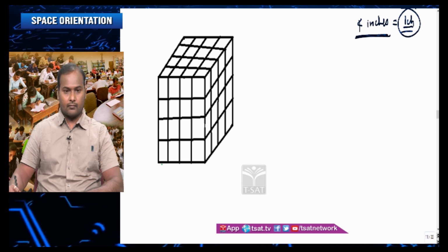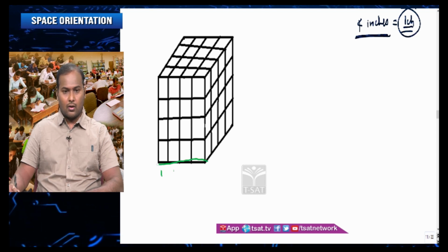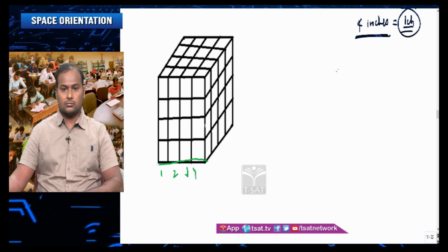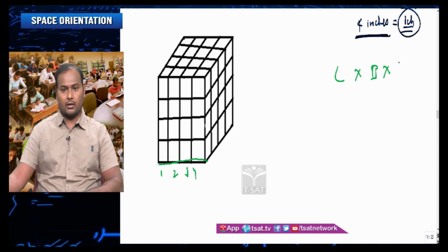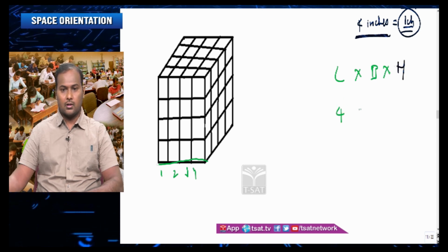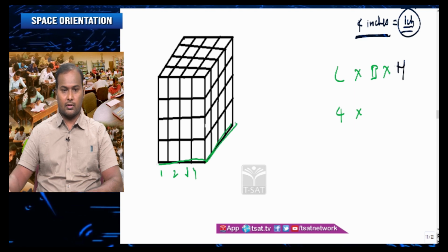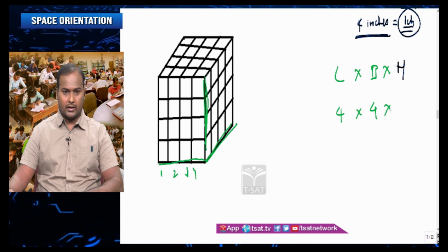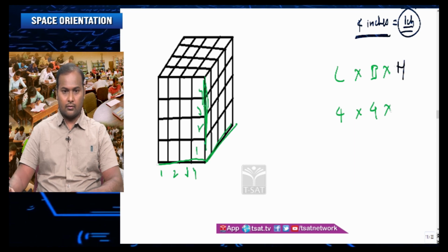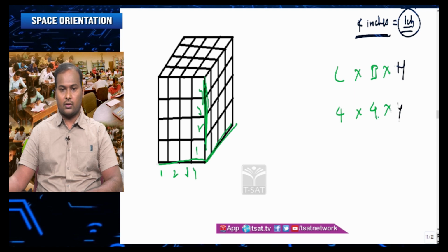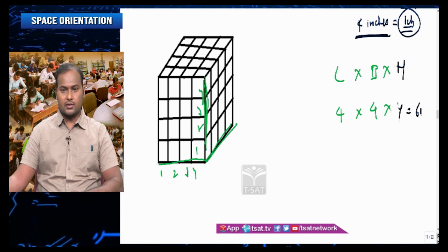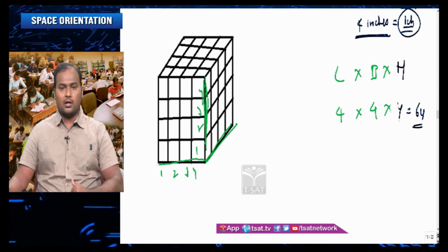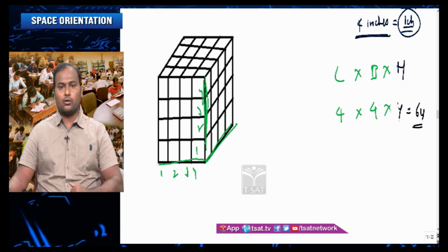We know that it has length, breadth and height. Here length is how many? 1, 2, 3, 4, because 4 centimeter each into 1 centimeter. So length is 4, breadth is also 4, and height is also 1, 2, 3, 4, so it is also 4. So 4 into 4 into 4, that is 64. So if the examiner asks how many small cubes are possible, meaning a cube of 4 centimeter is taken and cut into 1 centimeter size, the answer is 64.